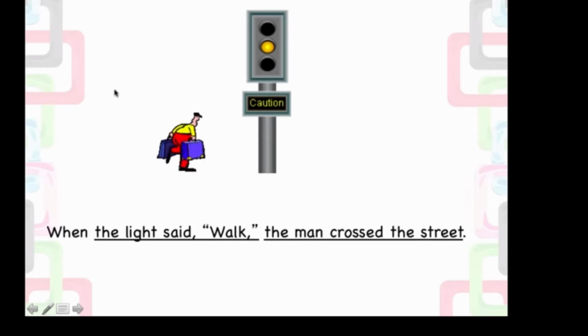So when the light said walk, the man crossed the street. Okay, so let's think what happened. All right? And that would be your effect, all right? So let's see if you guys can choose it correctly.